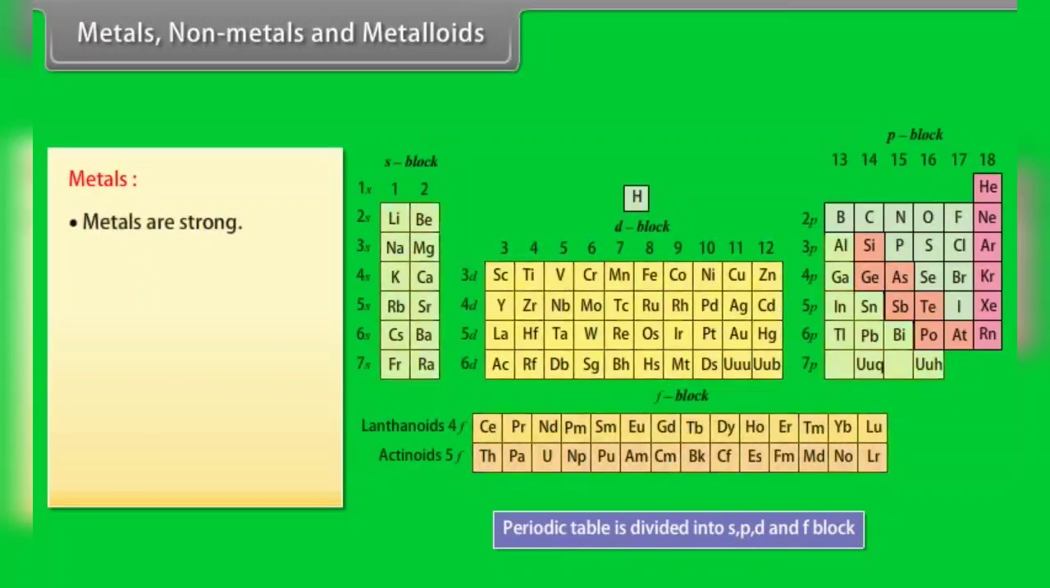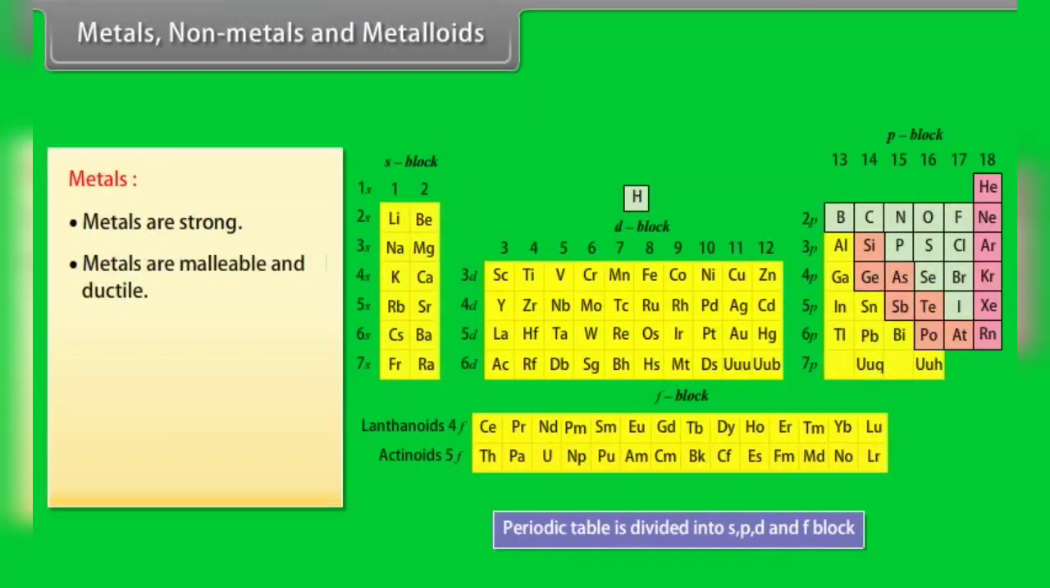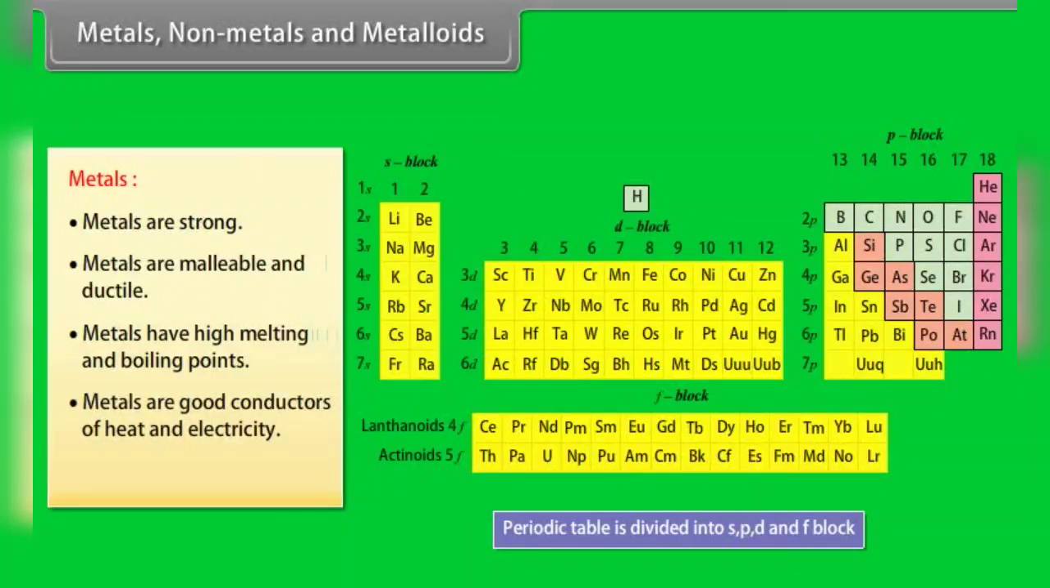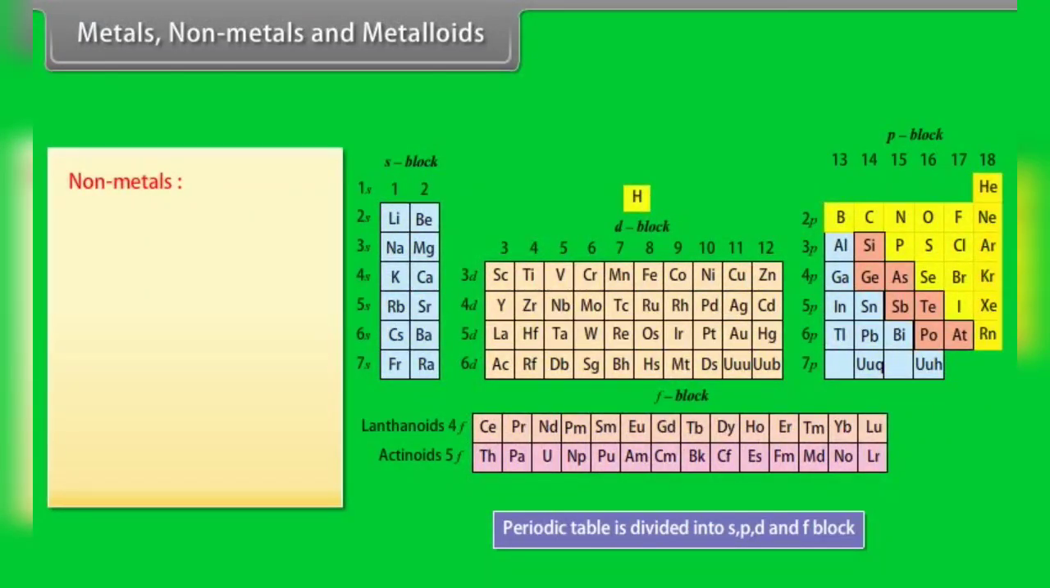Metals, nonmetals, and metalloids. Metals. Metals are strong. Metals are malleable and ductile. Metals have high melting and boiling points. Metals are good conductors of heat and electricity. Metals shine on polishing.